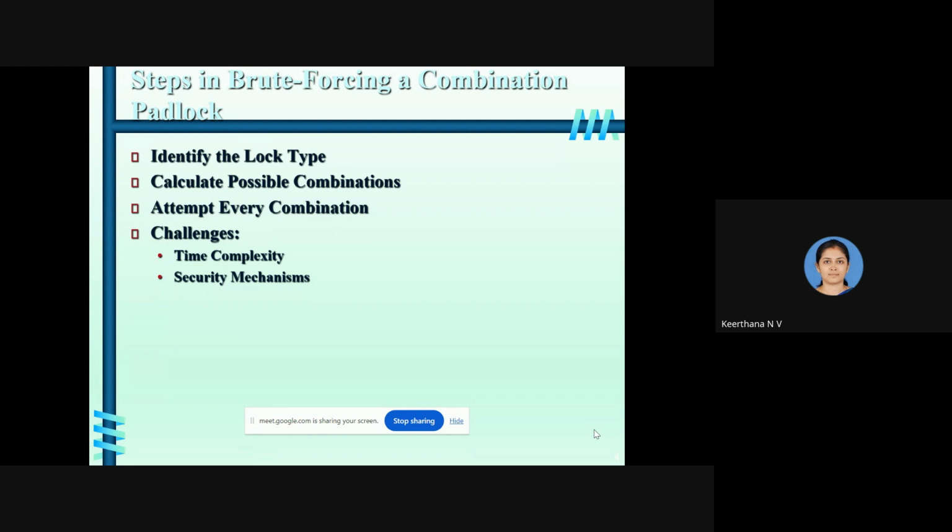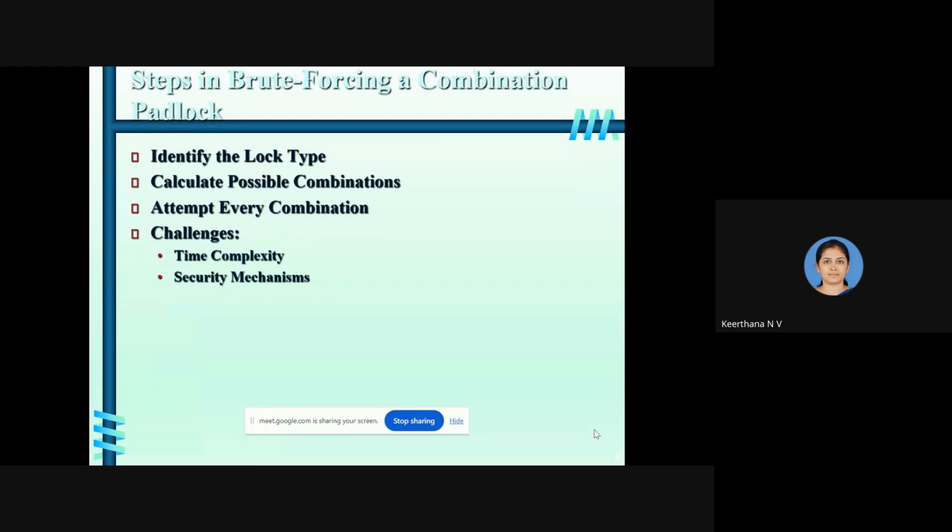So the third thing is attempting every combination. You have to attempt each and every possible combination for unlocking it. So that is known as attempting every combination. For example, considering 0 to 39 for three dials, you may be involved with 64,000 possible combinations. Then the combinations will start systematically from 0 up to 63,999, and the trial and error method will go on like that.